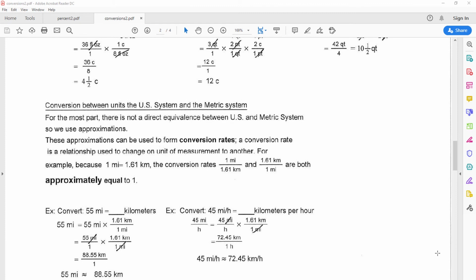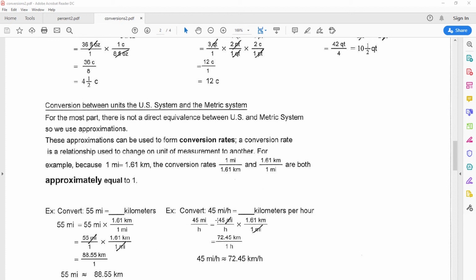Now here we're converting between the two. Okay, convert 55 miles to kilometers. So we want miles to cancel out, so we put it in the bottom so it cancels out, and we want to replace it with kilometers. Now think about their relationship between kilometers and miles. And that's how you set it up first, then you do your computation. And I'm left with 88.5 kilometers.